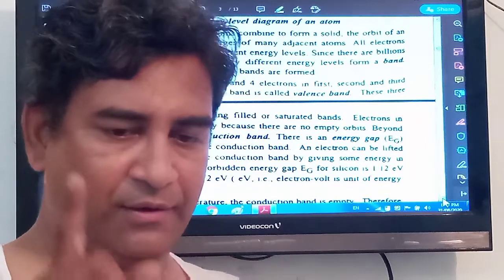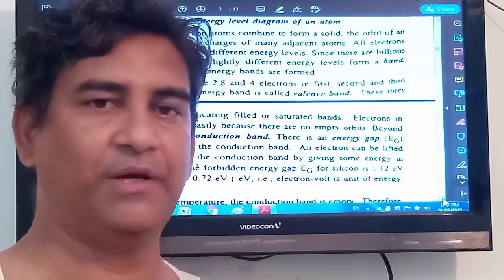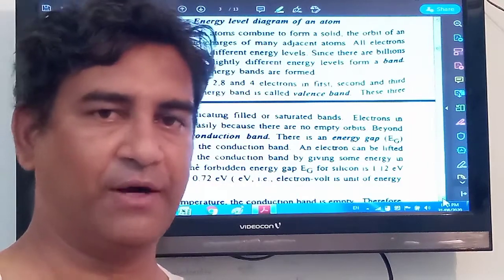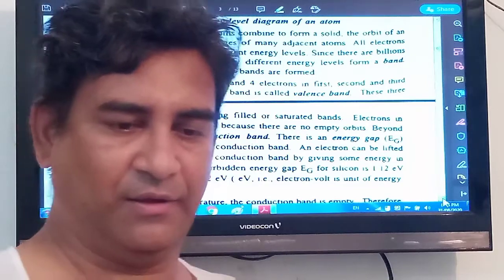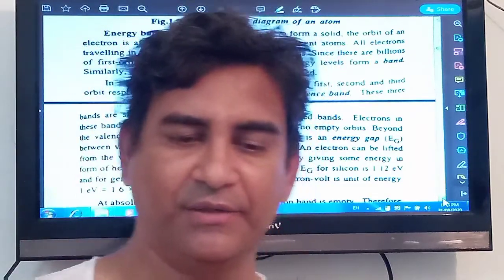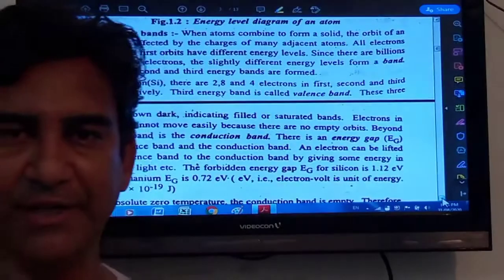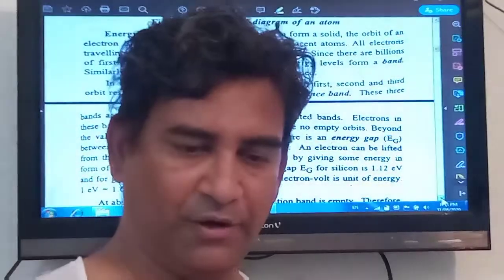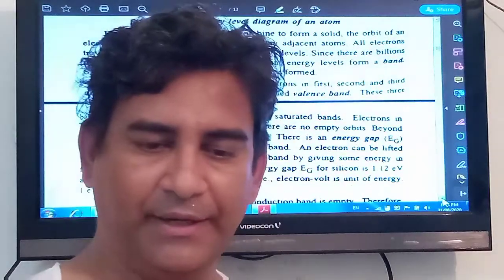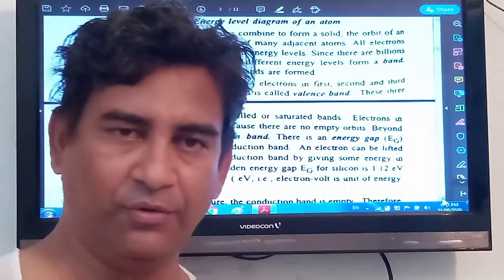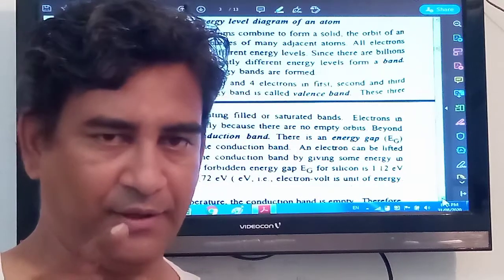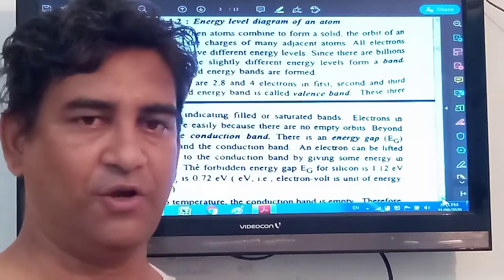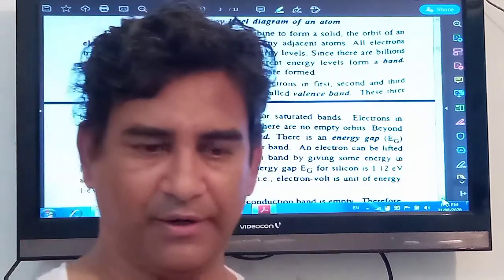The slightly different energy levels, how different we don't know, but in this topic they have given the different types of bands which are related. Similarly, the second and third energy bands are formed. The first band, second band and third band, how they are related, is given. In silicon, there are 2, 8 and 4 electrons: 2 in the first, 8 in the second, and in the third orbit, 4 electrons. So 2, 8 and 4 respectively.